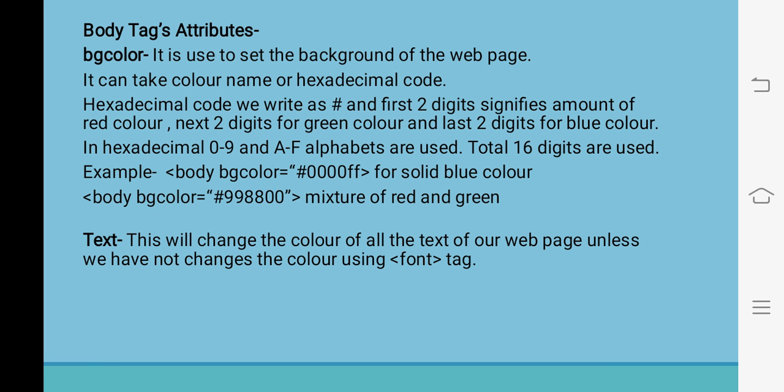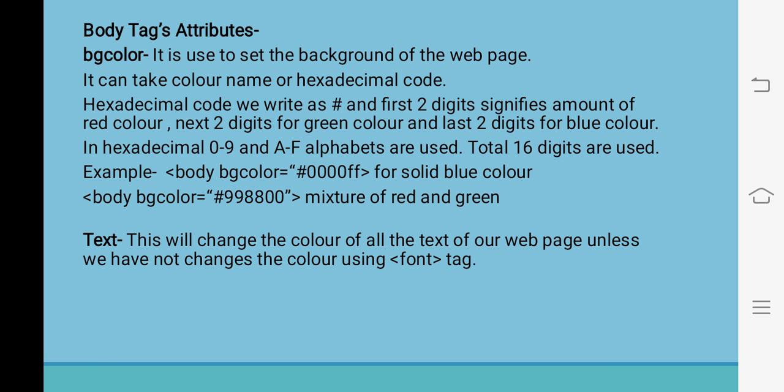Children, hexadecimal code starts with hash and it has 6 digits. First 2 digits signify the amount of red color, next 2 digits signify the amount of green color, and last 2 digits signify the amount of blue color. And with the mixing of these 3 colors, red, green and blue, the color will come and it will just set as a background for the web page. In hexadecimal code, children, there are 16 digits.